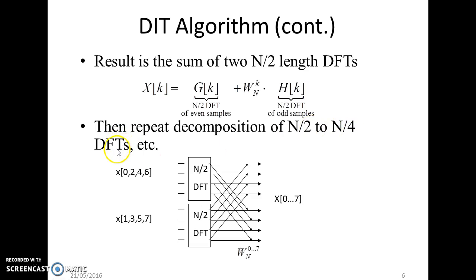So we can write this as an 8-point sequence in which x of 0, x of 2, x of 4, x of 6 are the first 4 even samples and x of 1, x of 3, x of 5, x of 7 are the first 4 odd samples. So finally we will get the output which is starting from X of 0, then X of 1, X of 2 onwards up to X of 7.